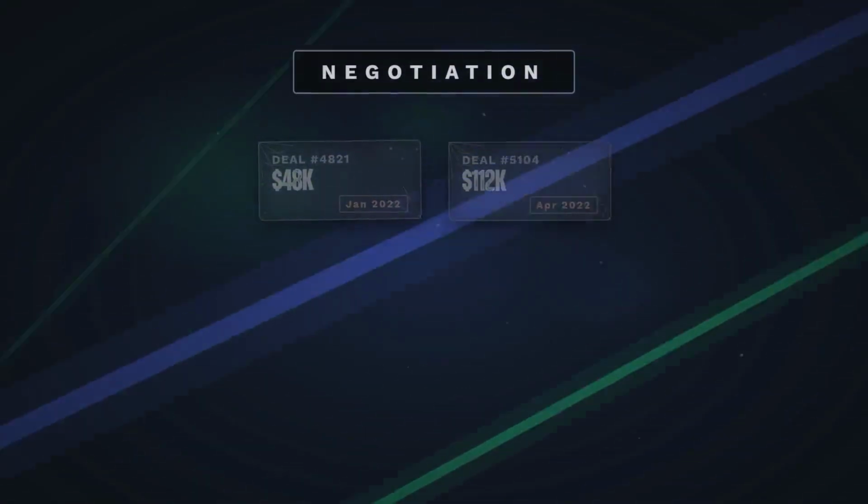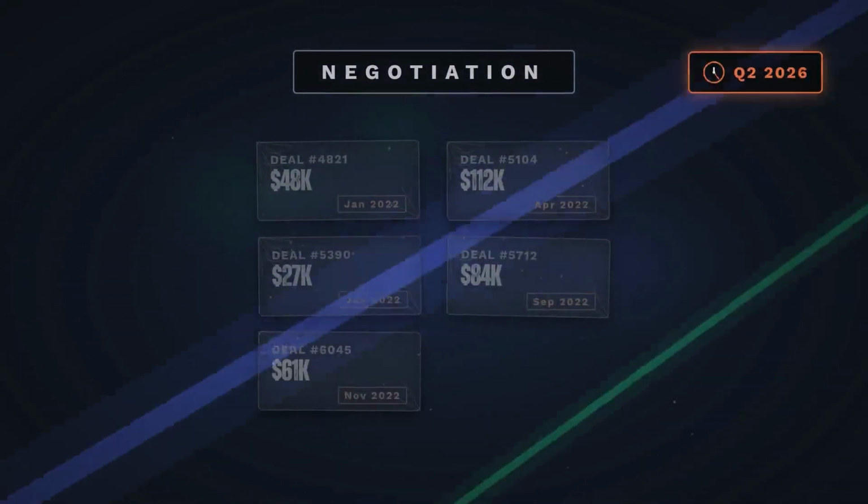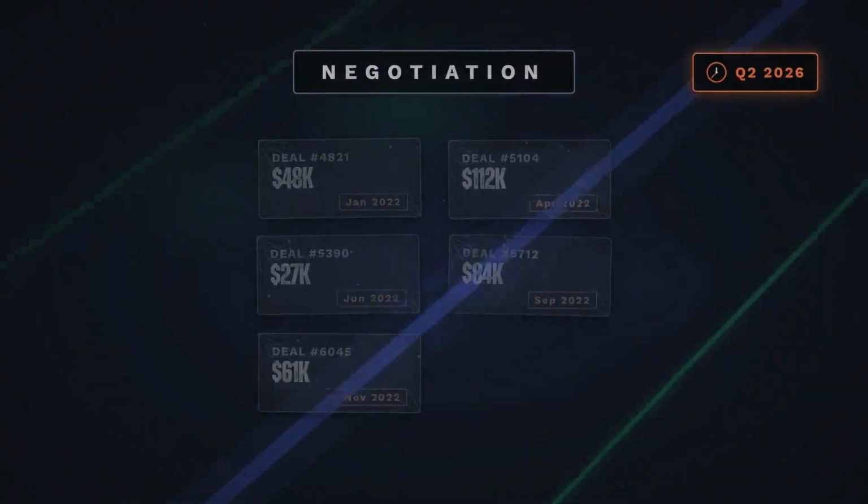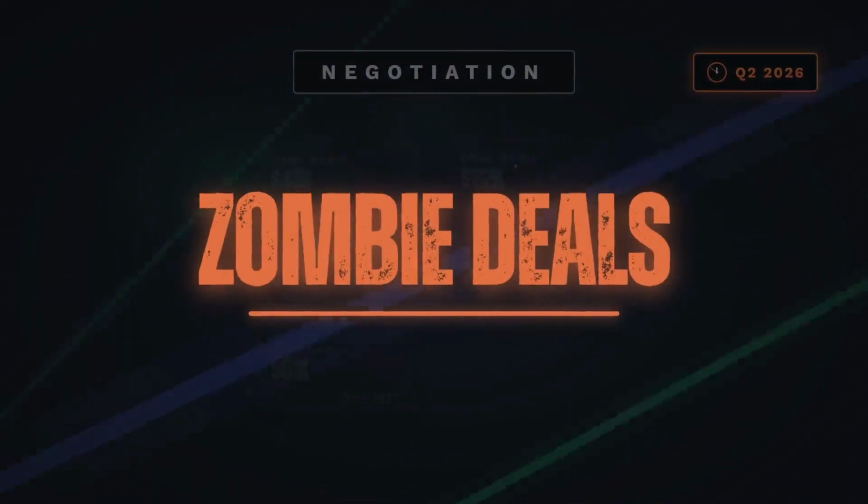Deals stay in your pipeline for months or years. One company I audited had deals from 2022 still sitting in negotiation. Nobody removed them, nobody formally lost them. They just sat there. Those stale deals dilute your forecast. They inflate your available pipeline. And worst of all, they hide your actual sales velocity.